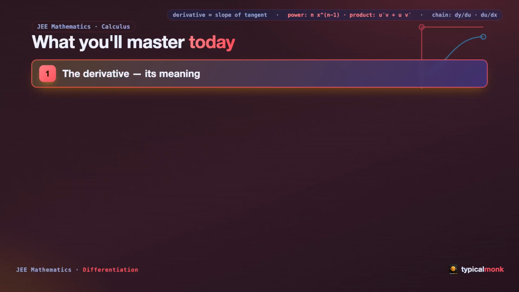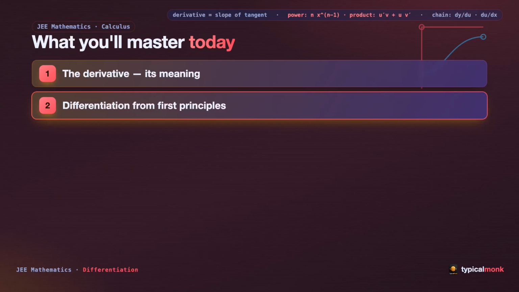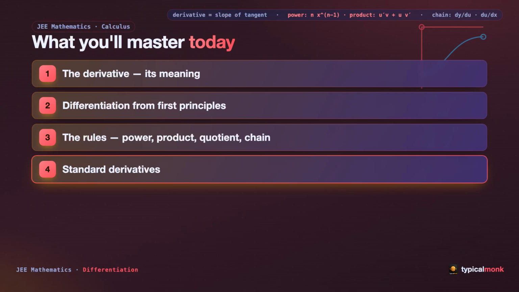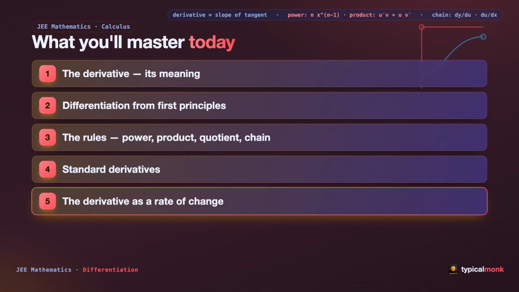Here is what you will master today. First, the derivative and its meaning. Second, differentiation from first principles. Third, the rules: power, product, quotient, and chain. Fourth, the standard derivatives. And fifth, the derivative as a rate of change, one idea at a time.